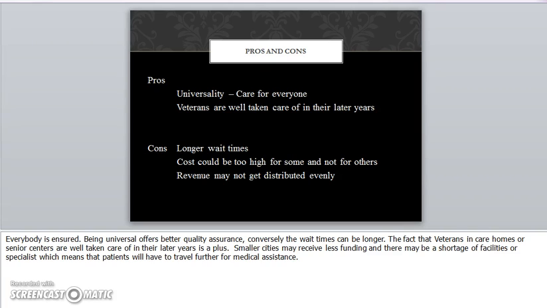Some pros of Canada's healthcare are universality, care for everyone. Another one is veterans are well taken care of in their later years. Cons: longer wait times. Costs could be too high for some and not for others. Revenue may not get distributed evenly. Everybody is insured, and being universal offers better quality assurance. Conversely, the wait times can be longer. The fact that veterans in care homes or senior centers are well taken care of in their later years is a plus. Smaller cities may receive less funding, and there may be a shortage of facilities or specialists, which means that patients will have to travel further for medical assistance.